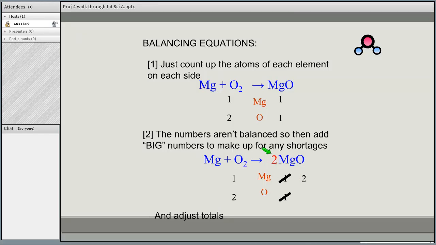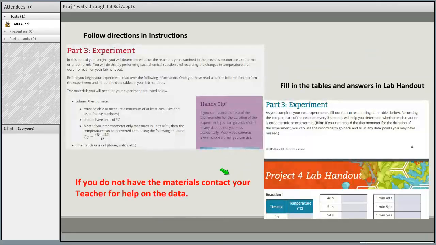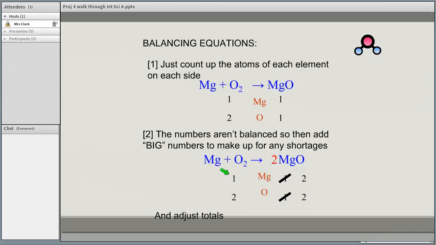So let's see what happens here. So now we have 2 magnesiums and we have 2 oxygens. So now the oxygen's okay, but the magnesium is wrong. So what can we do? We can add another coefficient to the magnesium to make it 2 here, and that would give us a balanced equation. So if we put a 2 here, then we would change this to 2, and our equation will now be balanced.